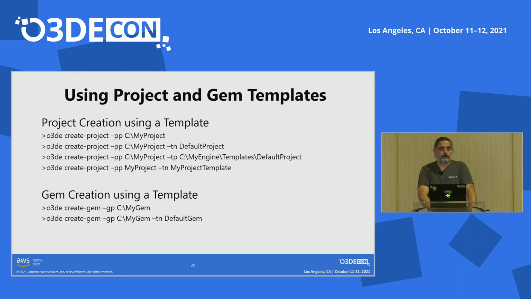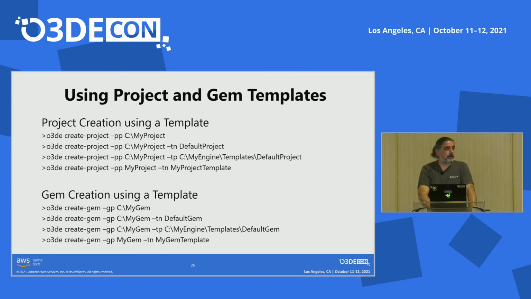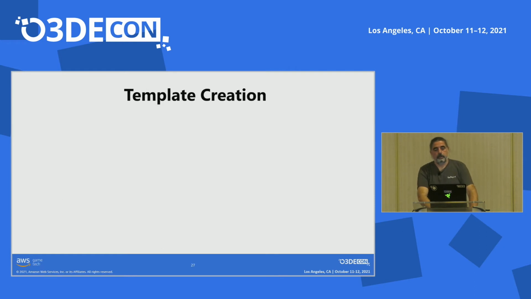Again, if I give it a template name of default gem, these are equivalent if I don't give it a name. And of course, I can give it a full template path, just like a project. These are all equivalent. And then if I had my own gem template that I had made, I can instantiate it by giving it that template's name. All right, so that's great. How do I create a template?